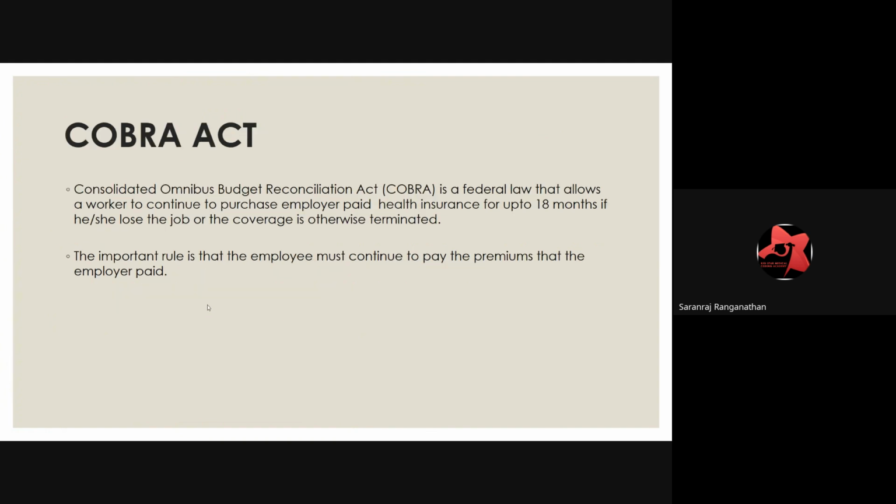And the COBRA Act, the Consolidated Omnibus Budget Reconciliation Act, is a federal law that allows a worker to continue to purchase employer-paid health insurance for up to 18 months if she or he lost the job or the coverage is otherwise terminated. Then the important rule is that the employee must continue to pay the premium that the employer paid.